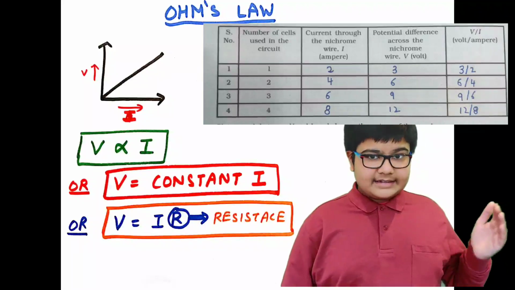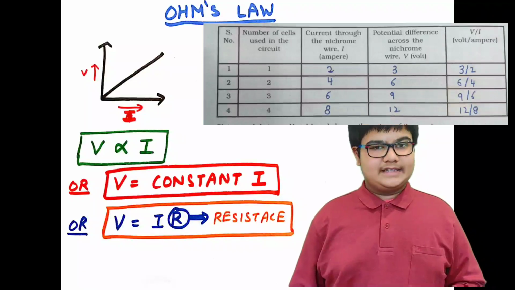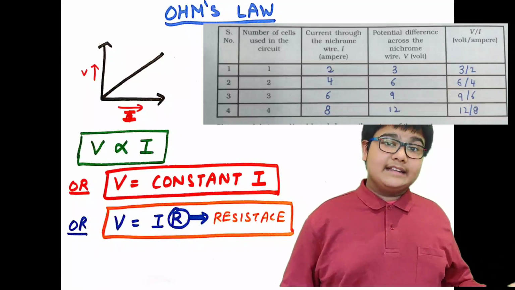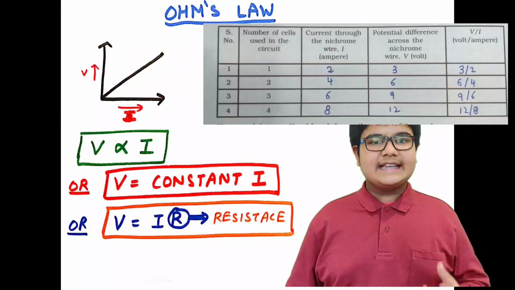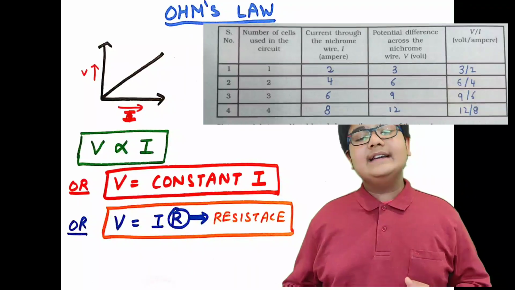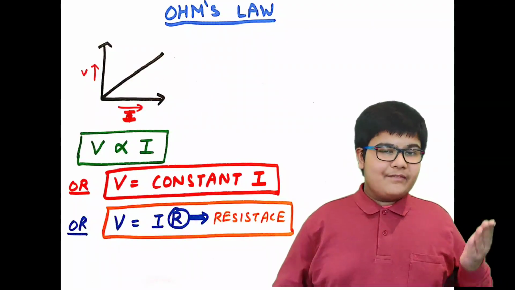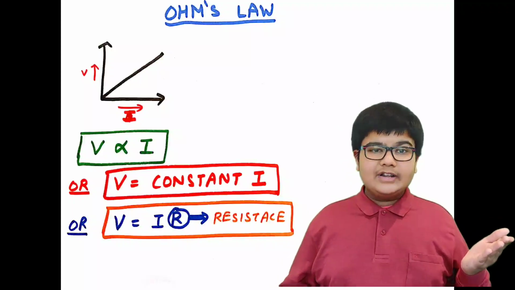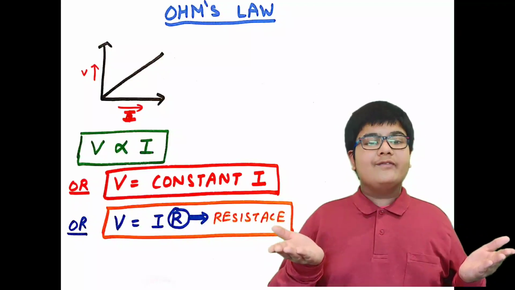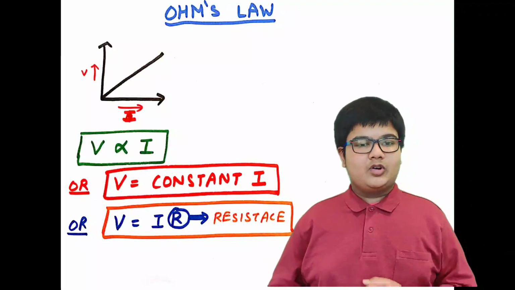Then he added another cell into the circuit and he observed that the ammeter reading had increased. When he added another cell to the circuit, so he used a battery of 3 cells, he observed that the current had further increased. So this means that when we increase the voltage, that is the potential difference, the current in the circuit also increases, or V is directly proportional to I. This is nothing but Ohm's law.